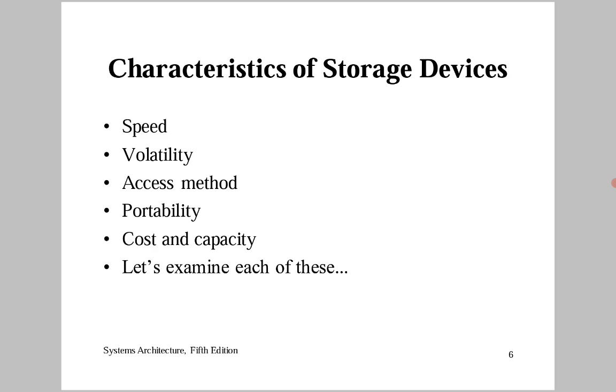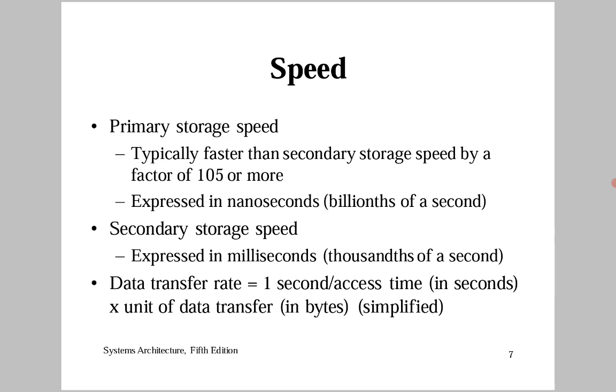Volatility means whether it is a permanent memory or a temporary memory. Speed means how fast it is. So the first parameter or characteristic is speed. Speeds are measured in a computer system as primary storage speed, secondary storage speed, and data transfer rate. Data transfer rate means how many bits or bytes are transferred from input devices to a memory or CPU, or to a secondary or primary memory.